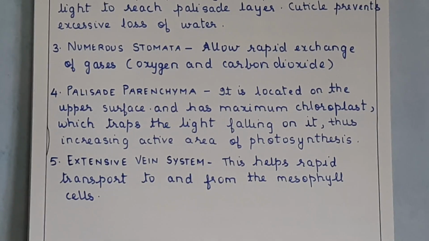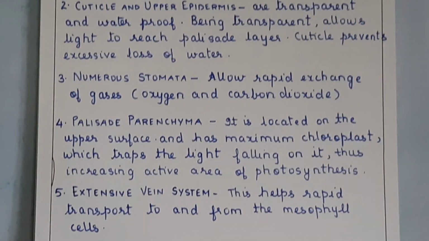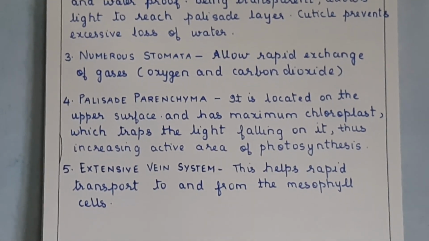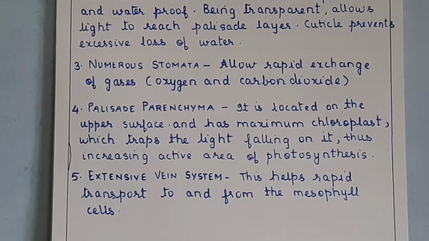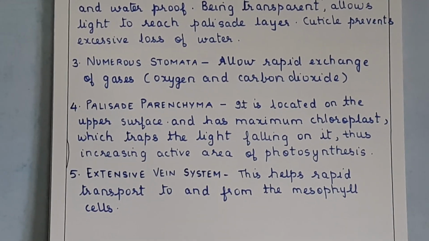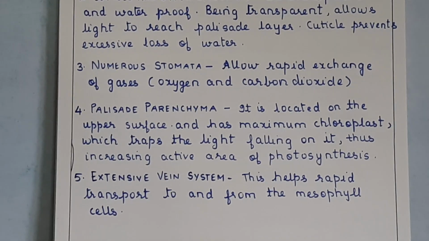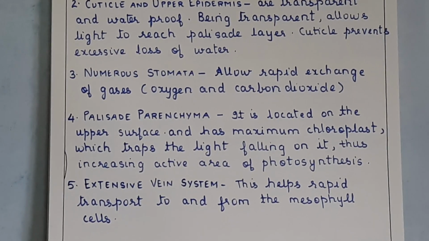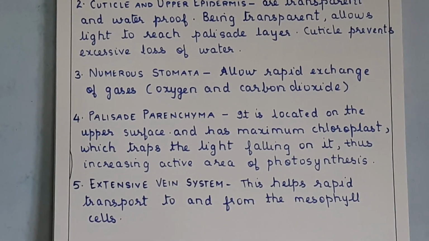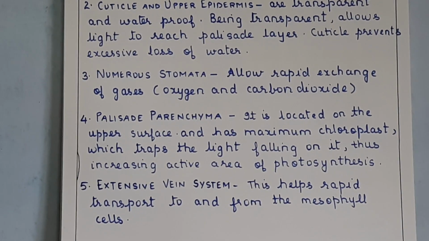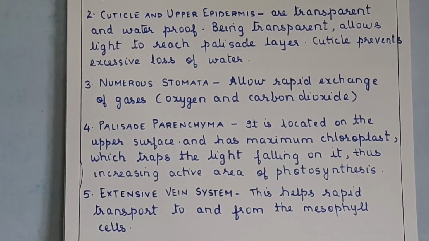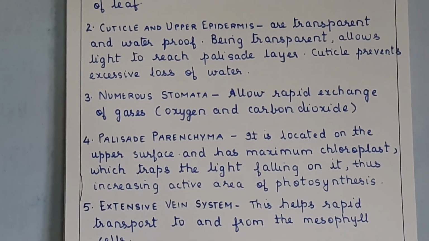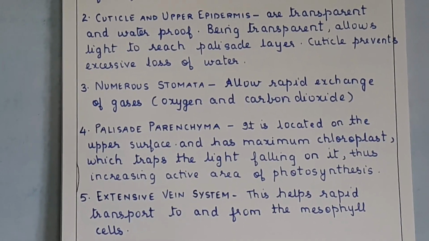And extensive vein systems. Now veins contain what? They contain the vascular bundles, that is the xylem and the phloem. And what is the function of the xylem and the phloem? You must have learnt in lower classes in the tissues chapter. Yes, very good. Xylem conducts water which is carried from the roots to all parts of the plant, and phloem carries the food material. The transport of the prepared food material, which is prepared in the leaves, that is in the chloroplast, to all the different parts of the plant is called translocation. So all these are the adaptations which facilitate the process of photosynthesis.